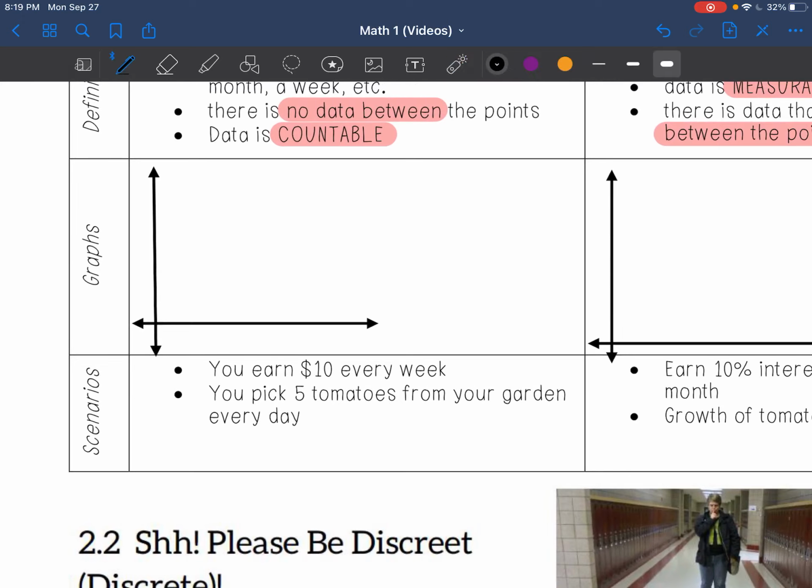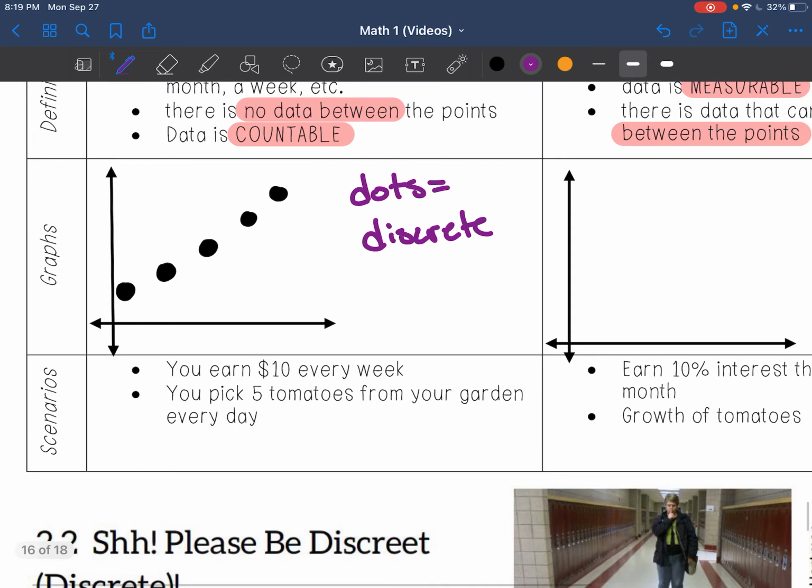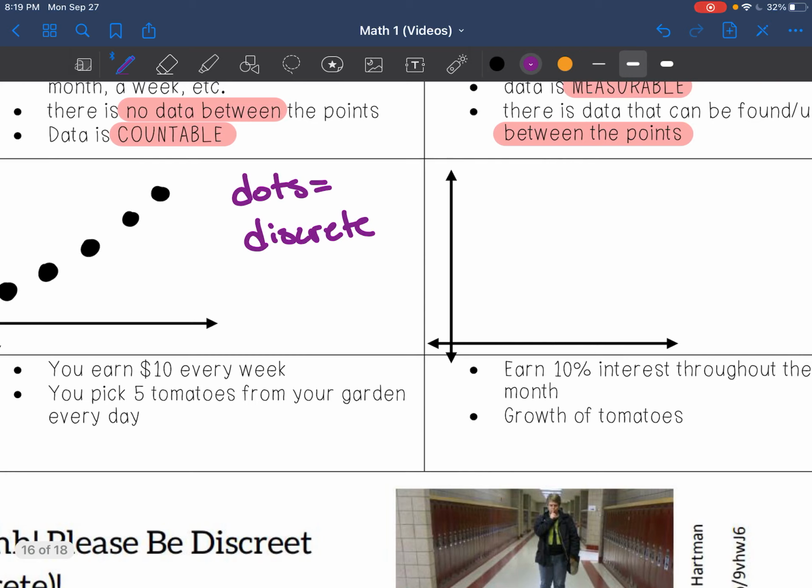So let's look at a graph for a discrete. I'm going to use a linear graph for this one. And what happens is we just have dots when it's discrete. So I want you to write that little love note. Dots equals discrete. Okay? And again, this is a linear one.